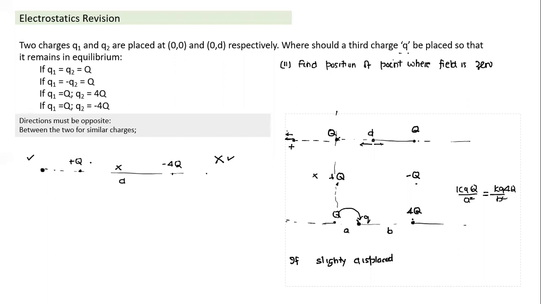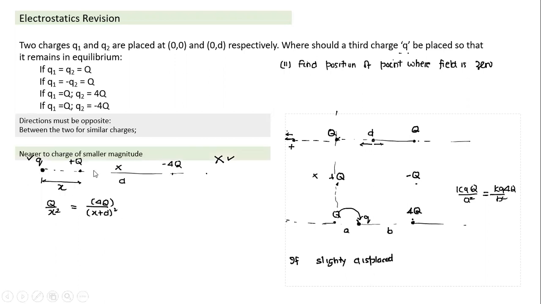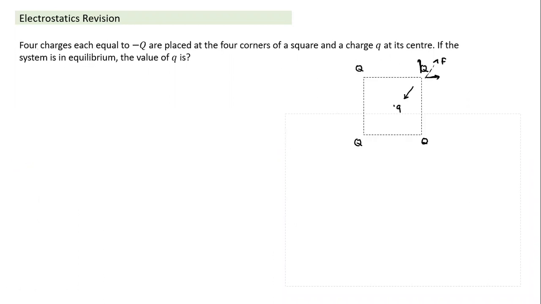So if charges are of opposite sign, it has to be placed somewhere like this at a distance x here. So if I place charge q here, what is the equation we'll get? Q divided by x square has to be equal to 4Q divided by the square of the distance x plus d, whole square. That's the equation we form. So this is a very simple question and we can easily recap that part.